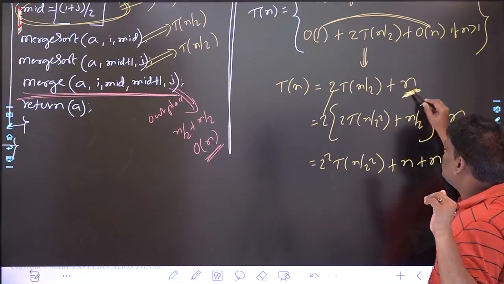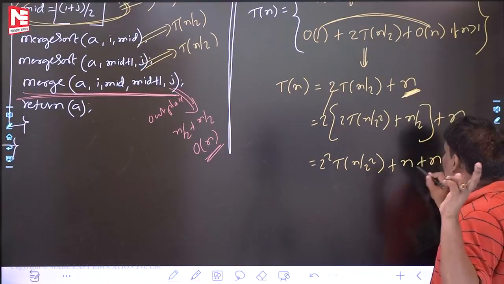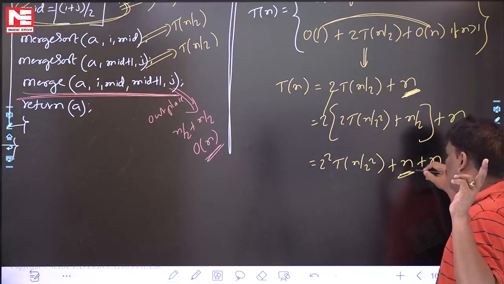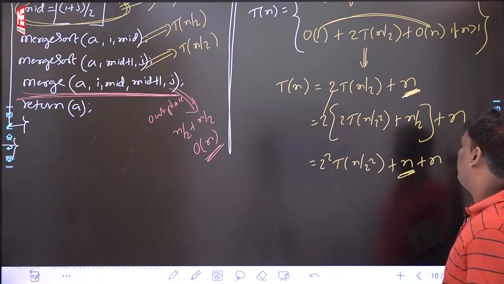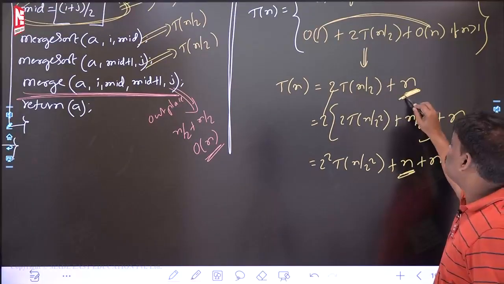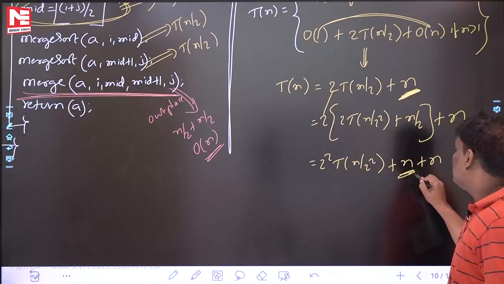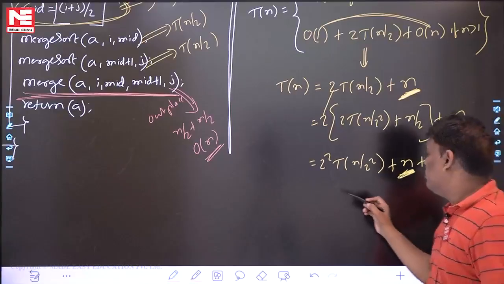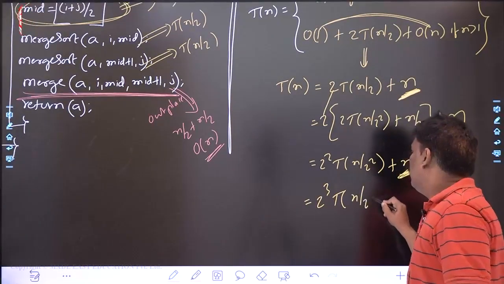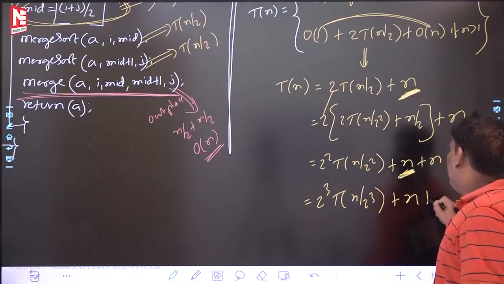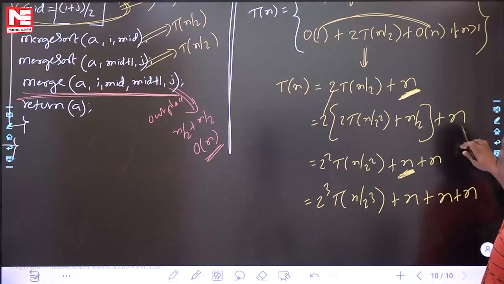See the interesting answer. First level cost is divide time plus combine time, n. Second level also divide time plus combine time, n. Means in every level the same is coming. A series is not coming, the same is coming. This is the first level divide and combine time, this is the second level. If you want, you can check yourself. The third level also has the same thing happening: divide time, combine time, one more n will come.